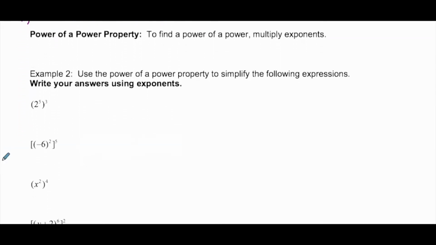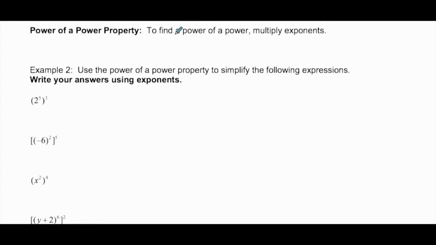There's also the power of a power property. To find a power of a power, you multiply the exponents. So if I have a to the m raised to the nth power, my answer is going to be a to the m times n.